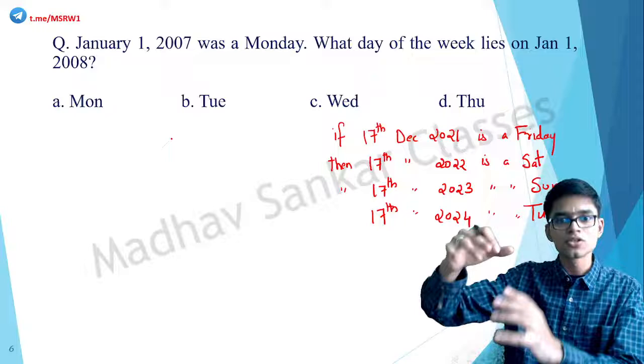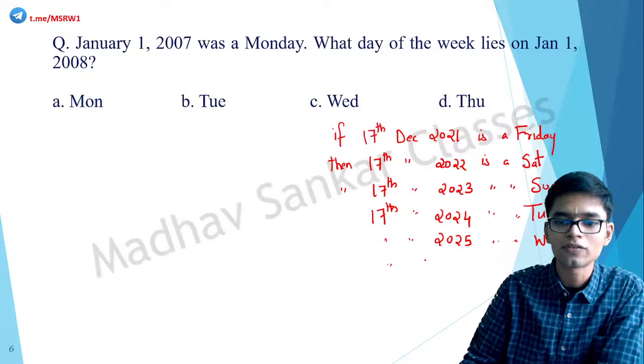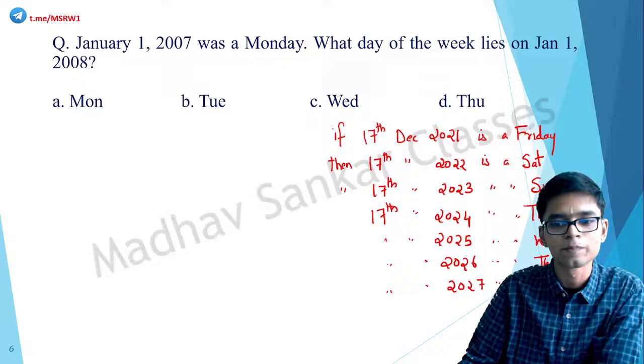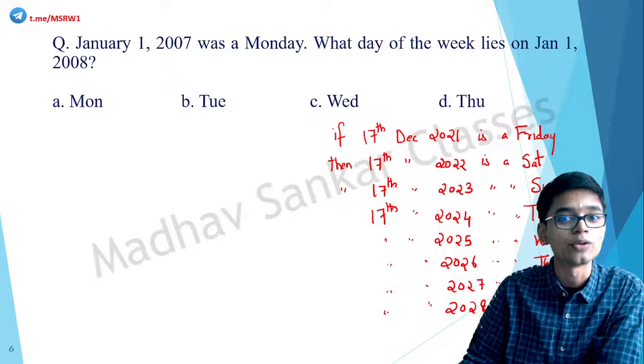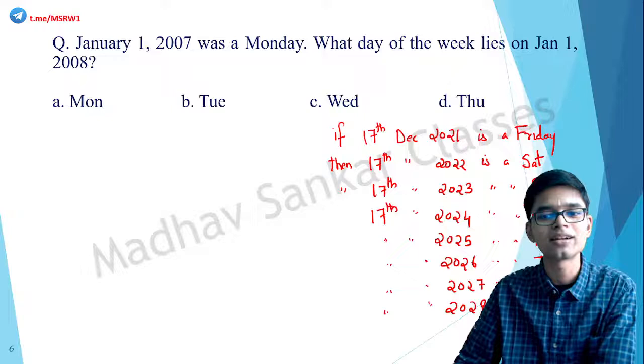Then again, 17th of December 2025 will be what day? The immediate day, Wednesday. 17th of December 2026 will be Thursday. 17th December of 2027 will be Friday. 17th of December 2028: 28 is a leap year and the date comes after February 29, so jump one more day. So Friday, Saturday gone, Sunday. Did you understand how this works?